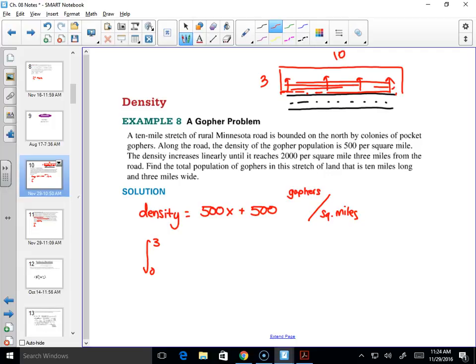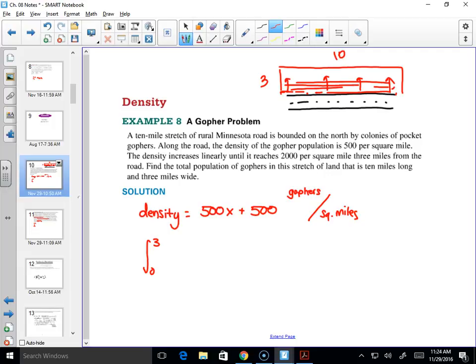We don't want to keep it in square miles because the 0 to 3 is only dealing in linear miles. So as we extend from 0 to 3, what's staying constant? What are we going to do with that 10? Multiply by it. Yes.